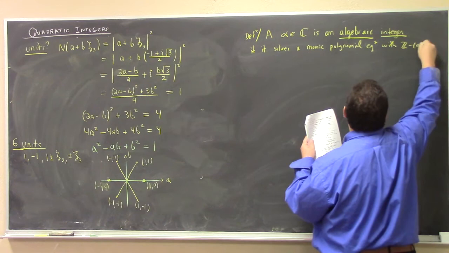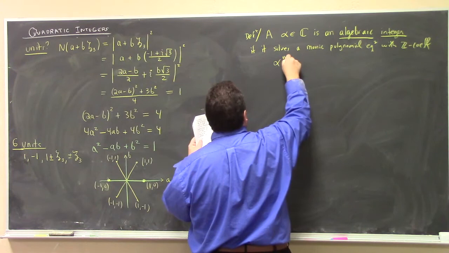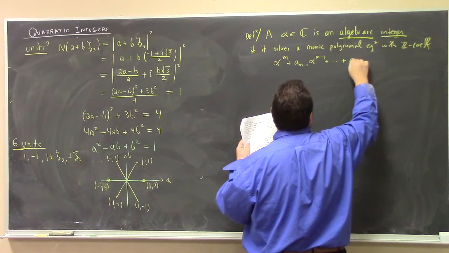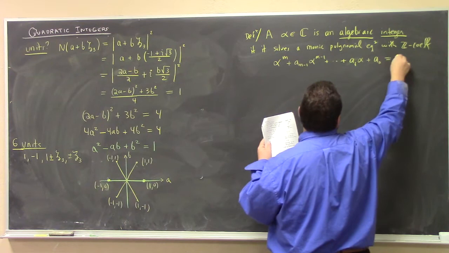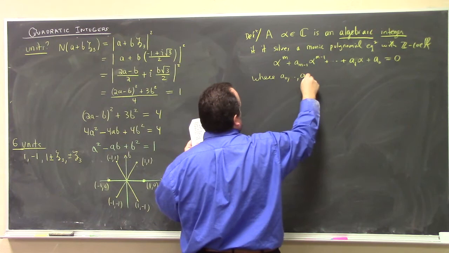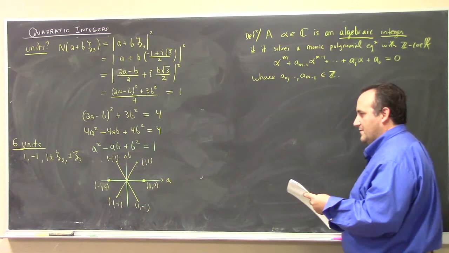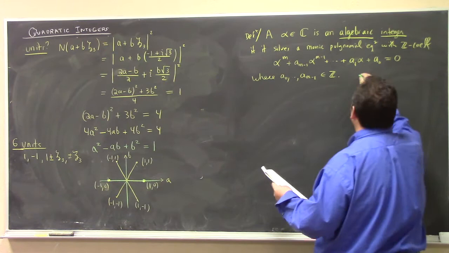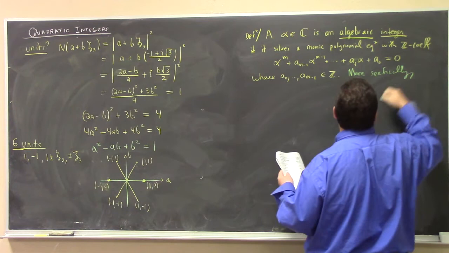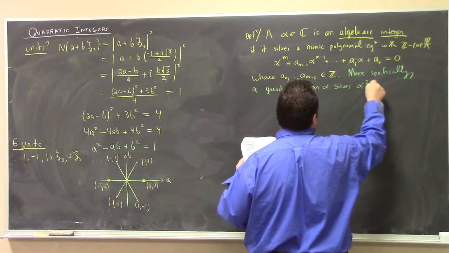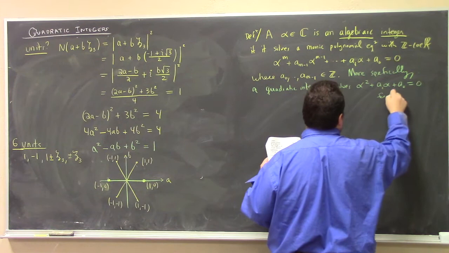In other words, it has to solve something like this: alpha to the m plus a sub m minus 1 alpha to the m minus 1, and so on, plus a1 alpha plus a0 equals 0, where the coefficients are in Z. All right. So now I can give you a better reason for why they're called quadratic integers, okay? More specifically, a quadratic integer alpha solves alpha squared plus a1 alpha plus a0 equal to 0 for some a1, a0 in Z.